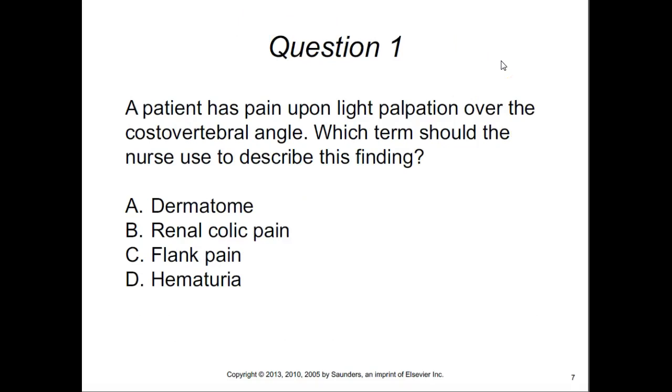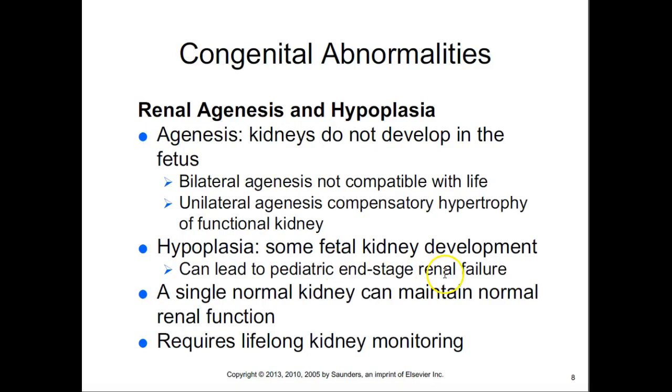So a patient has pain upon light palpation over the costovertebral angle. Which term should the nurse use to describe this finding, right? Remember that it is not dermatome, renal colic pain, flank pain, or hematuria. I'm sorry, it is flank pain. It is not hematuria. Remember, anything that ends in uria, like choice D here, is going to be something present in the urine, right? So hema refers to blood, so hematuria means there's blood in the urine.